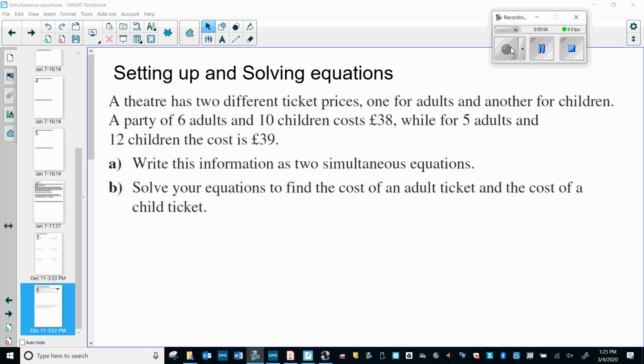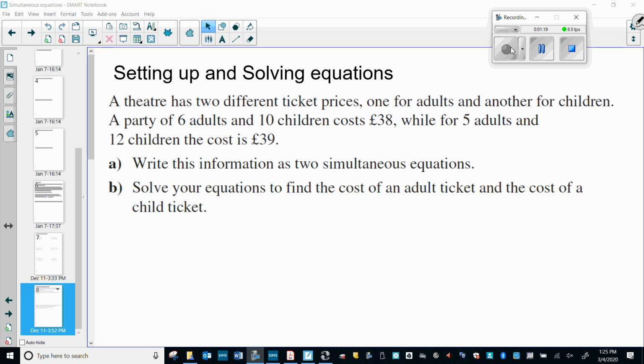A theatre has two different ticket prices, one for adults and another for children. A party of 6 adults and 10 children costs £38, while 5 adults and 12 children costs £39. Write this information as two simultaneous equations. So they've given you the heads up already that we know it's a simultaneous equation.